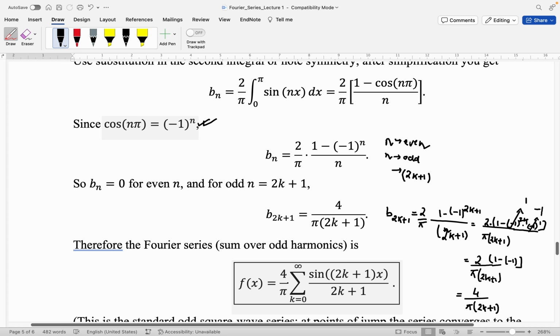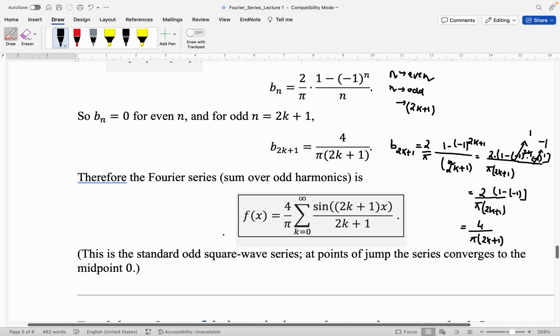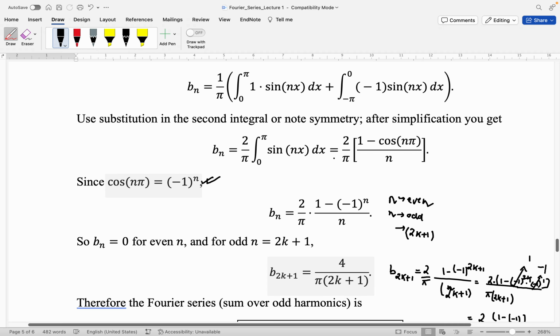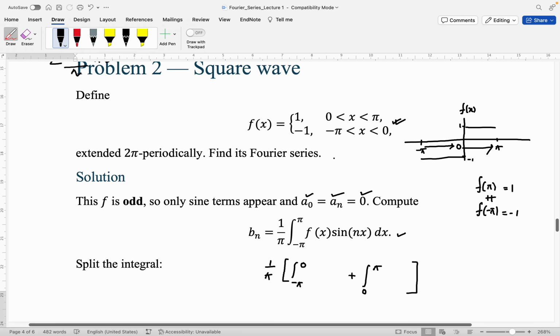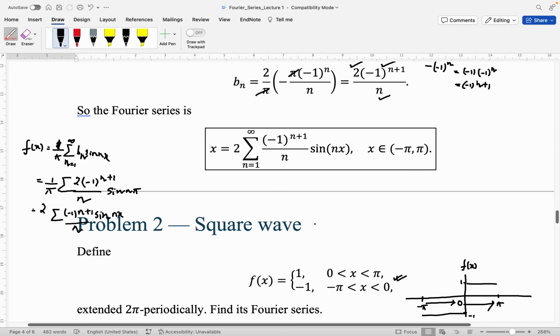So just fit it in and then you get your answer. Forget about this. They have written it in the harmonic form. I don't need to do that. We can directly put the value here in this particular Fourier series.